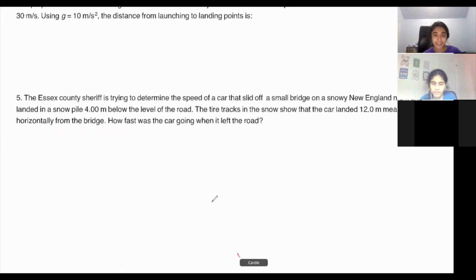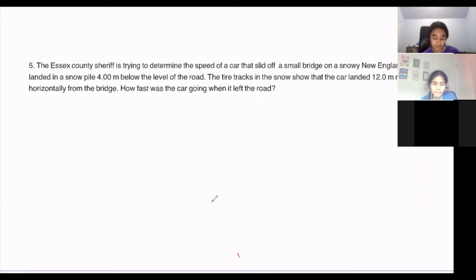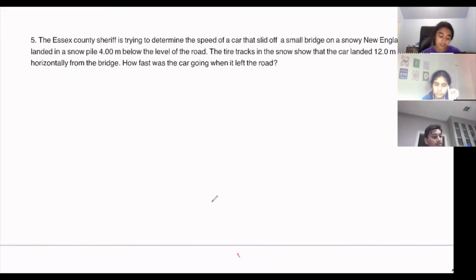Okay, so we can get started with some practice problems. I'll just start reading this problem. It says the Essex County Sheriff is trying to determine the speed of a car that slid off a small bridge on a snowy New England night and landed in a snowpile 4 meters below the level of the road. Tire tracks in the snow show that the car landed 12 meters measured horizontally from the bridge. How fast was the car going when it left the road?